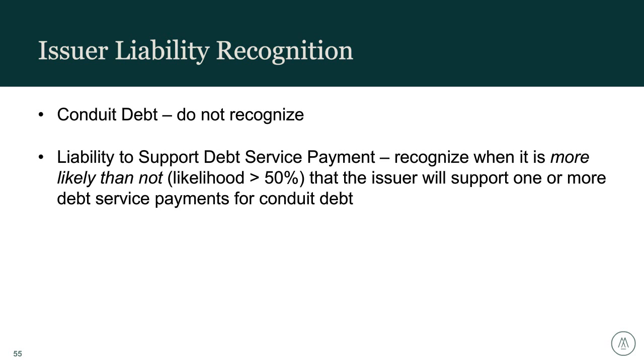So in terms of recognition, if the issuer has just straight up conduit debt, there's no possible liability to recognize. Also, if only limited commitments have been made, there's no evaluation that really needs to take place for recognition. Now, if you do have those additional commitments or you step in and make a voluntary commitment, then an assessment needs to occur to determine if it's more likely than not the issuer will not be able to make its debt service payments, and you as the issuer will step in. GASB defines more likely than not as more than 50% in terms of likelihood.